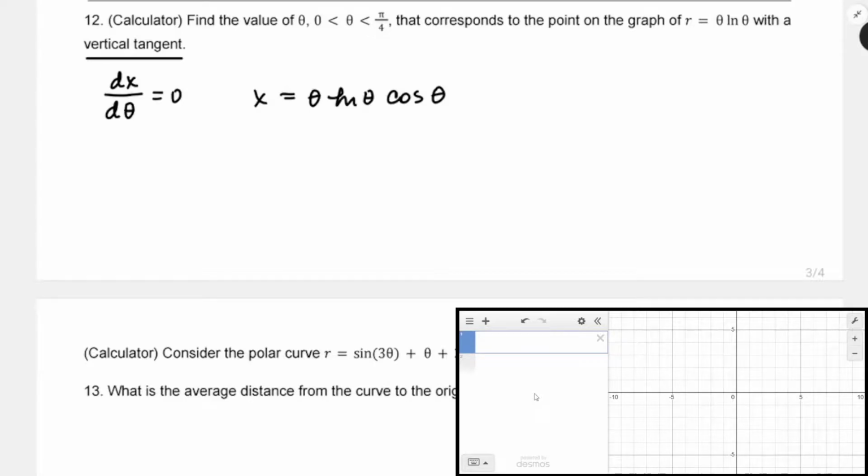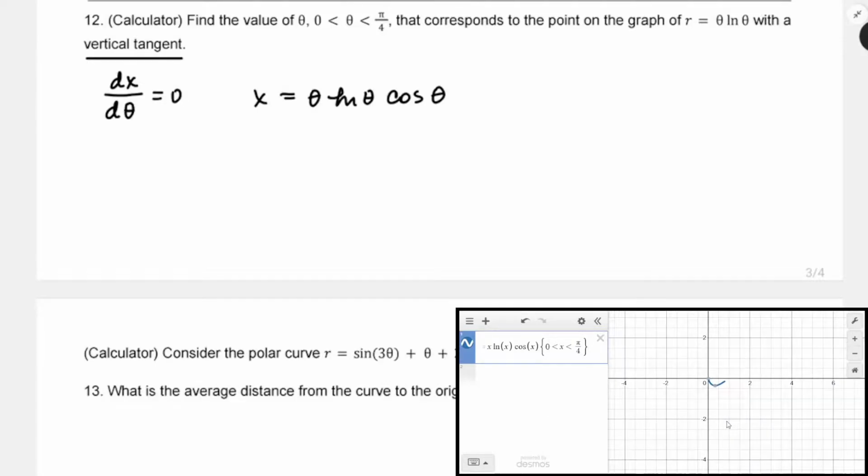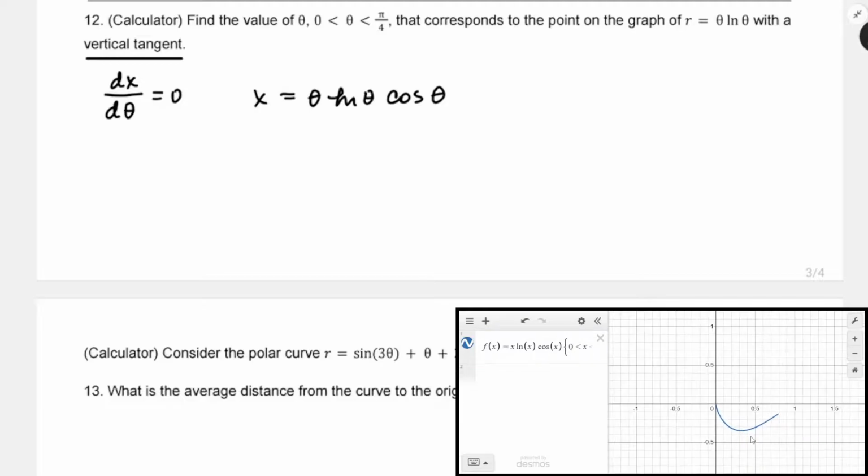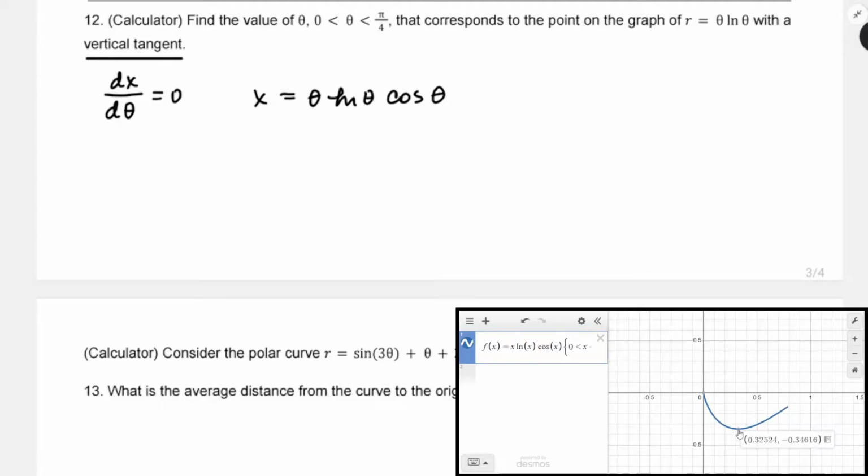Okay, so f of x equal to x log x cosine x. That's an interesting function, between 0 and pi over 4. Okay, great. And if that's the function and we're interested in where its derivative equals 0, we can just zoom on in, and there it is, 0.325.